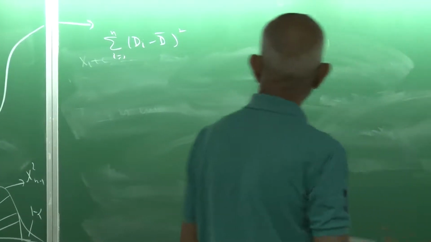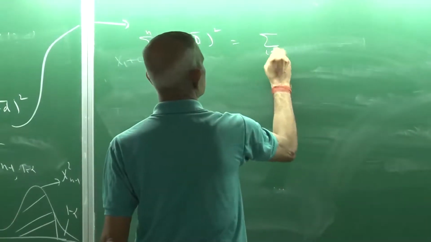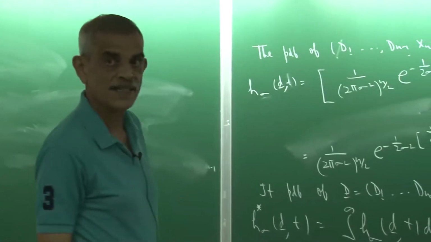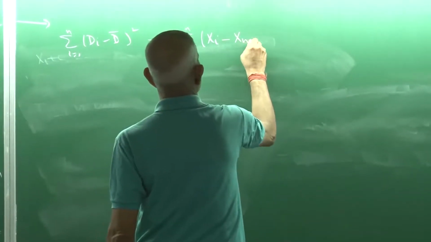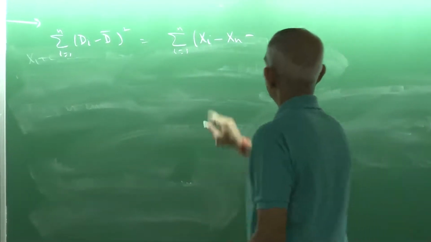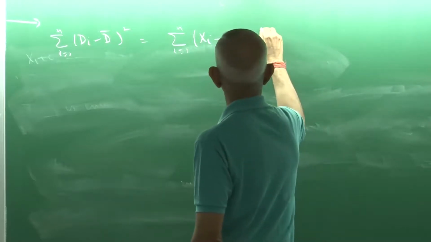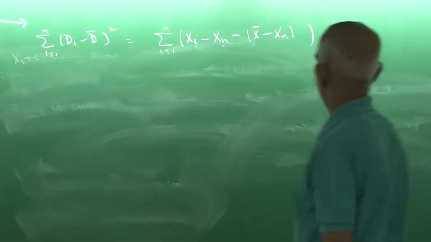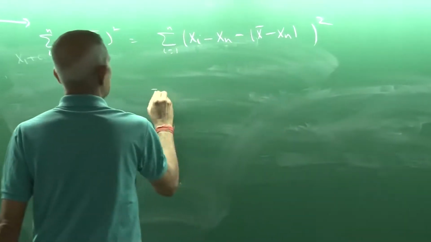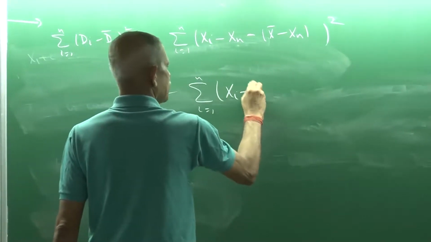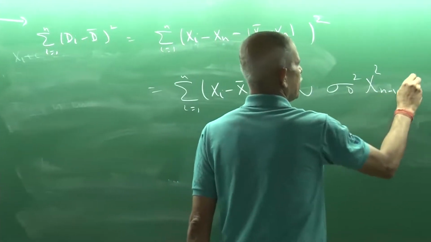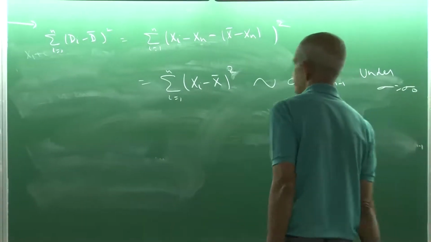That you can see is nothing but, what is di? Di is nothing but xi minus xn, in either case, for i is equal to 1 to n. So what would be d bar? D bar would be the mean of this thing, which is x bar minus xn, right? Because each xn is there in each of them, whole square, which is nothing but summation i is equal to 1 to n xi minus x bar whole square, which you know has sigma naught square chi square on n minus 1 under sigma is equal to sigma naught. So the correct step should have been, this comes later on, I opt for this.